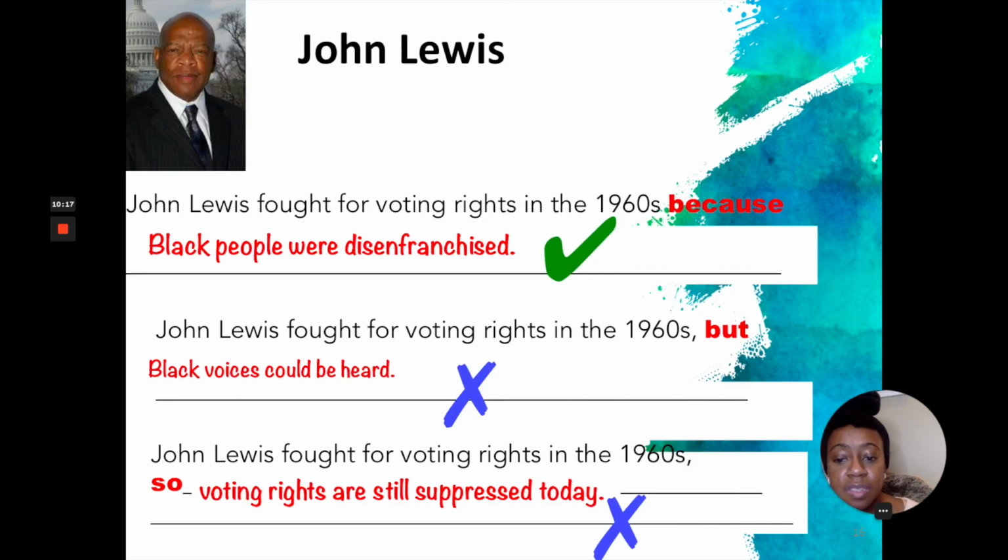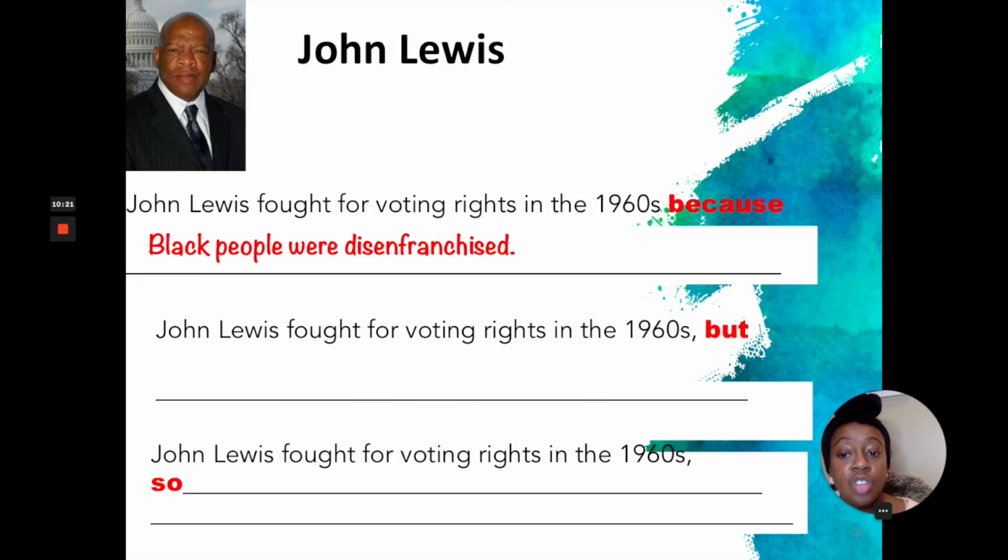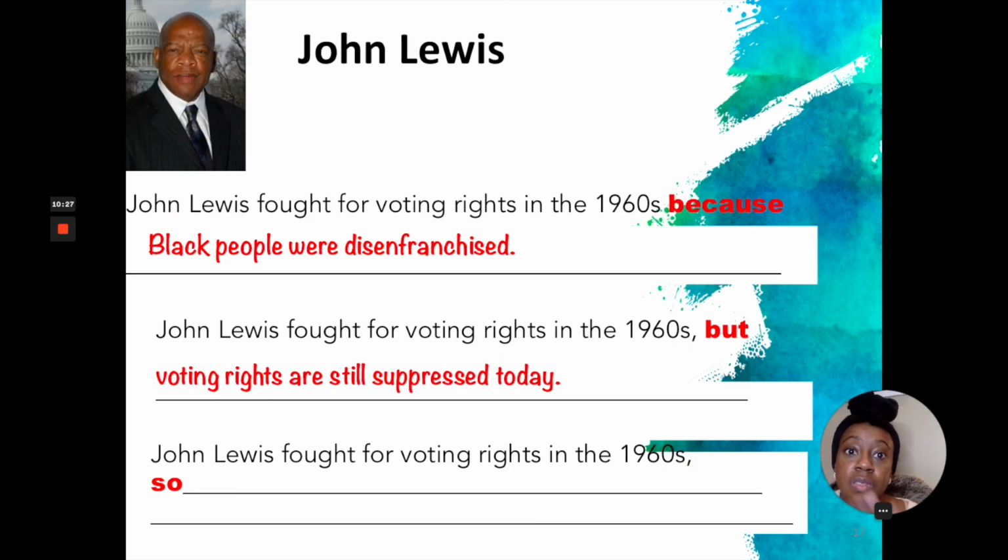So we need to fix that. We know the first one is correct. John Lewis fought for voting rights in the 1960s, but voting rights are still suppressed today. And then the last one, John Lewis fought for voting rights in the 1960s so that Black voices could be heard.